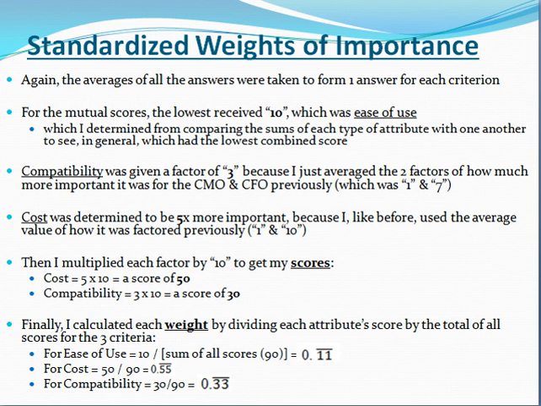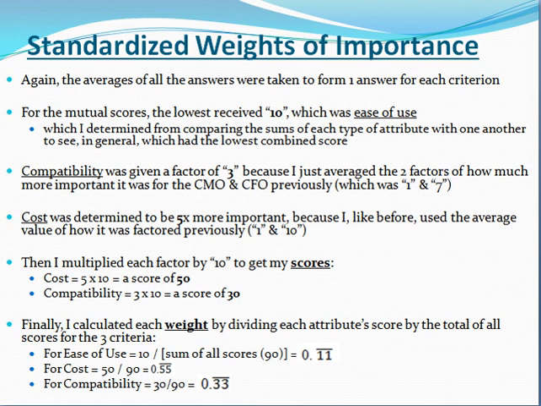Rank of importance was also calculated as a consensus table, in which, just like before, the averages of all the criteria were averaged together to form one number for each criterion. They were told that the lowest criterion of importance would receive a score of 10, which was ease of use, which I determined from comparing the sums of each type of attribute with one another to see which had the lowest combined score, and ease of use had the lowest.